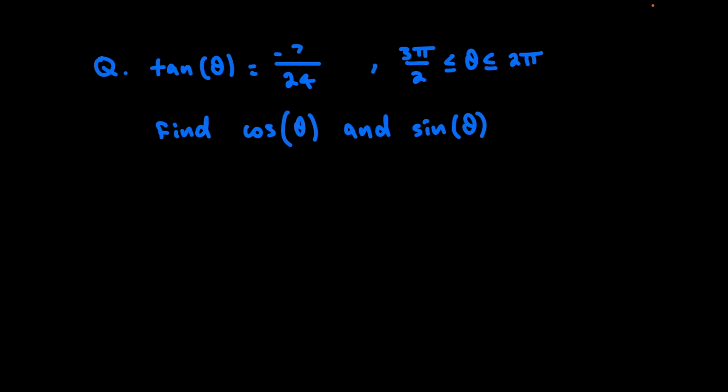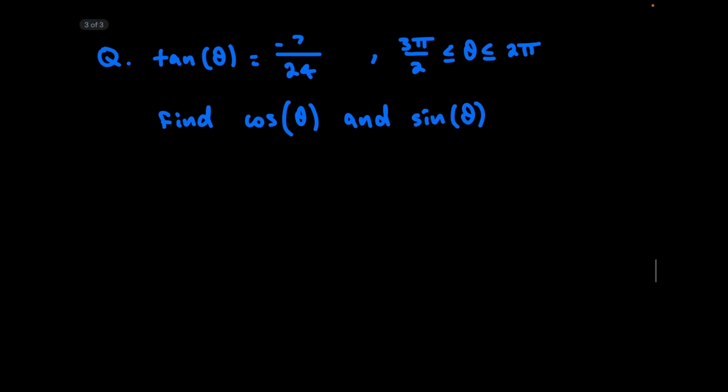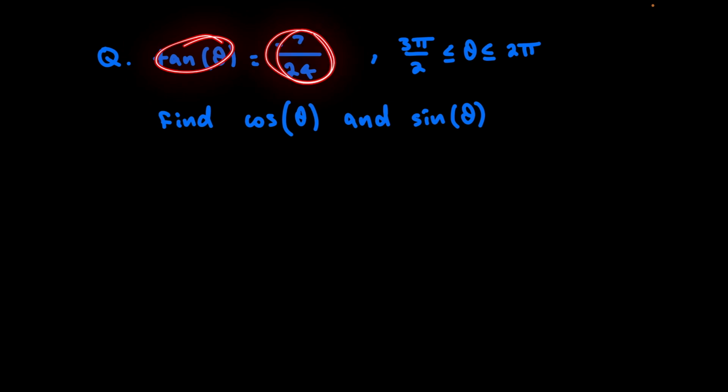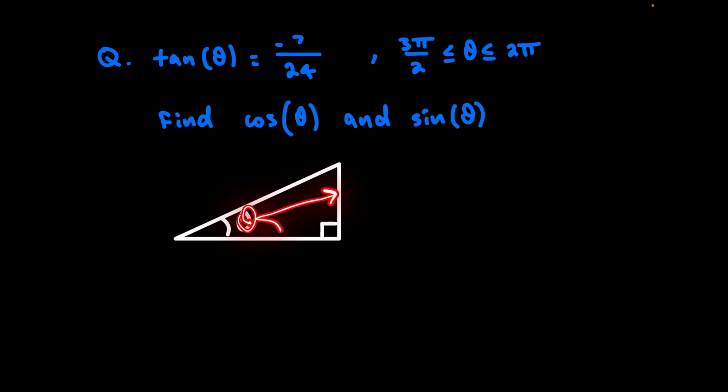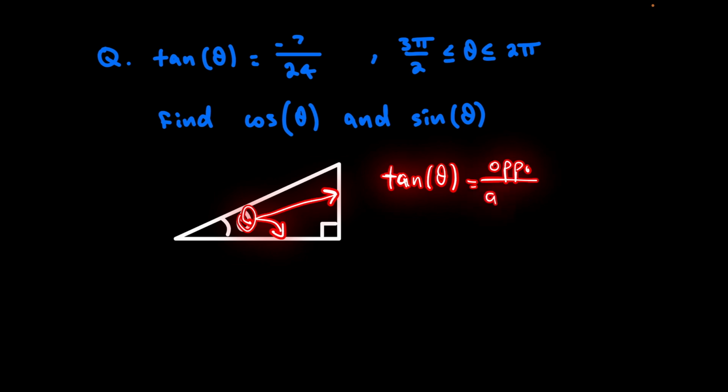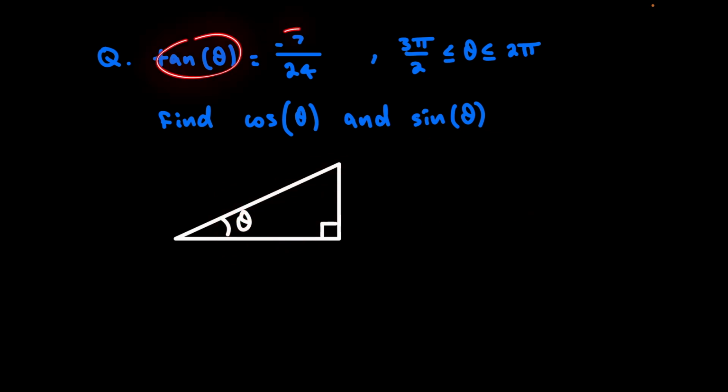Okay, this is our next question. I'd like you to pause the video and give it a go yourself first. Okay, so let's first recognize that tan of theta, if that equals this, we can simply draw a triangle. We can draw a right angle triangle where the inside angle is theta. And we know that the tan of this angle in this right angle triangle is simply going to be the opposite over the adjacent. Okay, that was one of the first things you learned about the tangent of an angle. Tan of theta equals the opposite side divided by the adjacent side. So in this case, we know the opposite side is -7 and the adjacent side is 24.